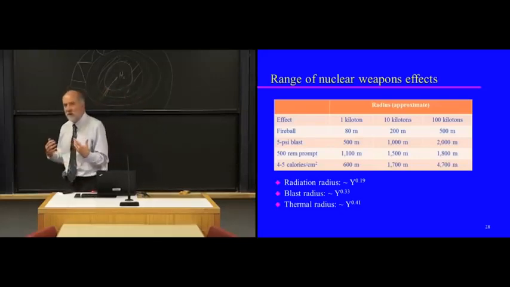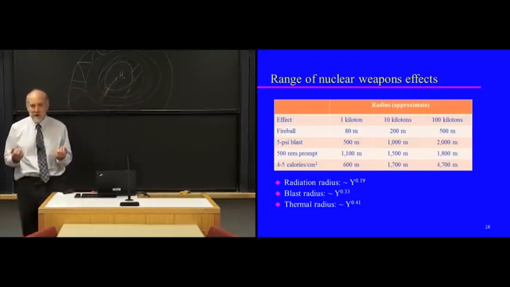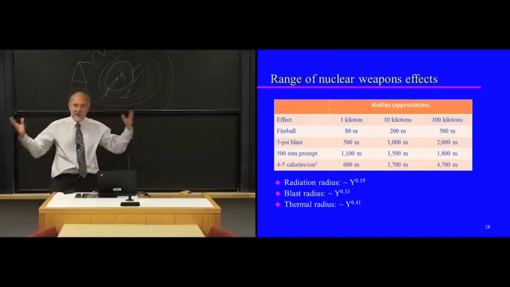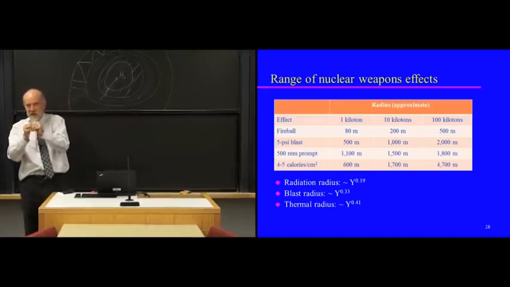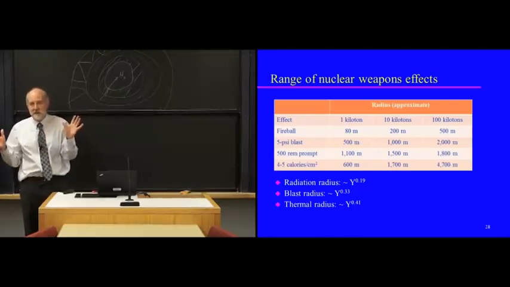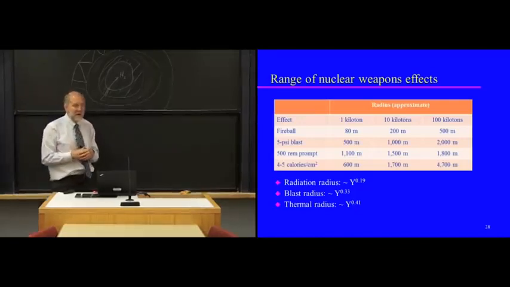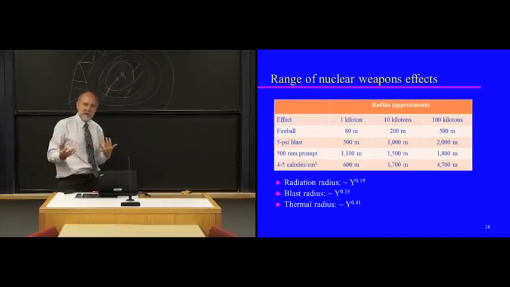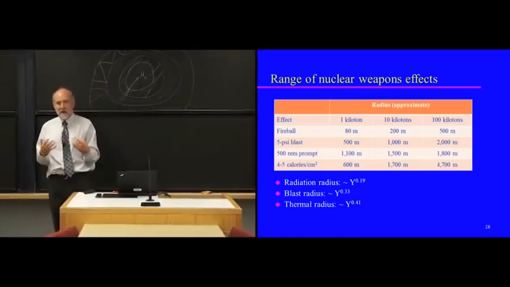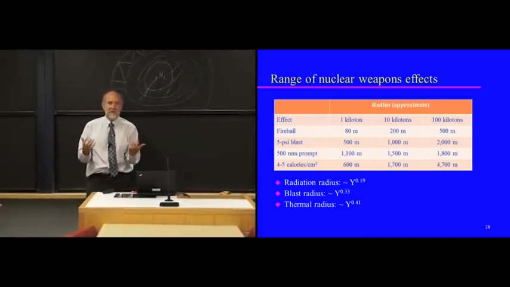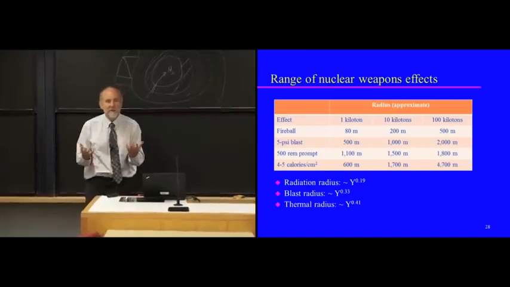One is what's called the prompt radiation. So you have, as I mentioned, gamma rays, X-rays released essentially instantly, and you have neutrons that are released essentially instantly. But then you also have the delayed radiation. That's coming mainly from the fission products from fission, which are extremely radioactive.